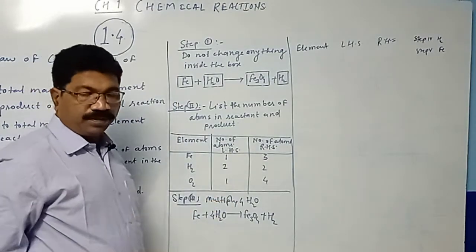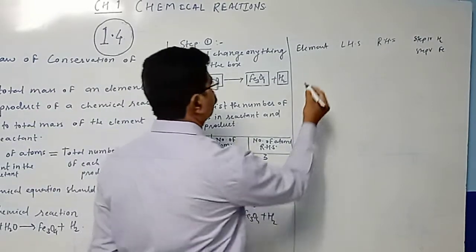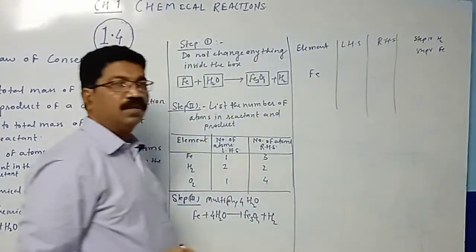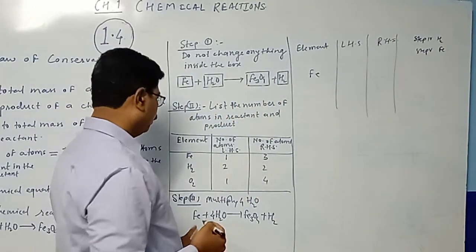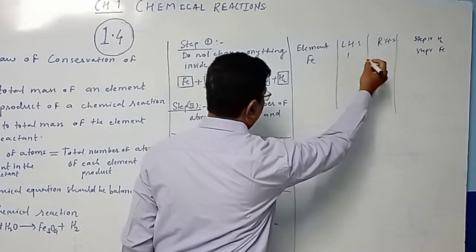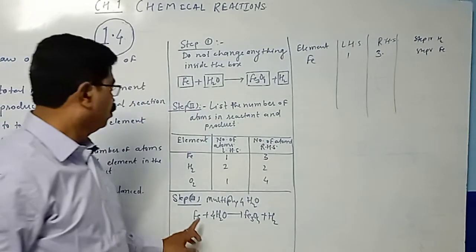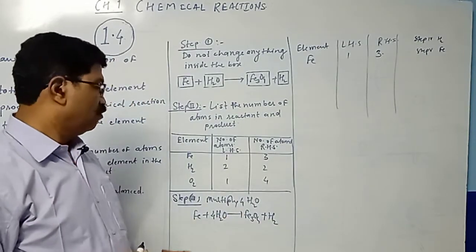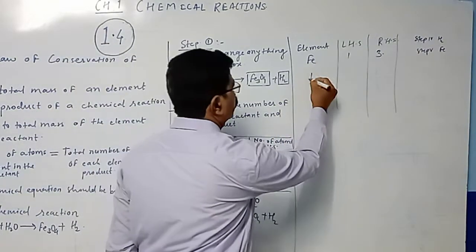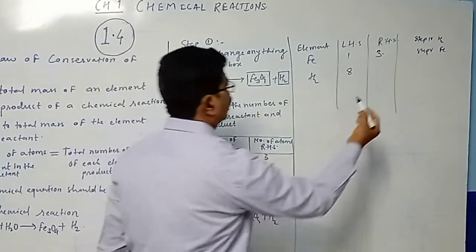So which is the first element? Suppose iron. So how many atoms are present on the left hand side? On the left hand side only one atom is there and three atoms on the right hand side. 1 and 3, this is iron. What about hydrogen? 4 into 2, 8, and here it is only 2. So hydrogen will have 8 on the left hand side and 2 atoms on the right hand side.